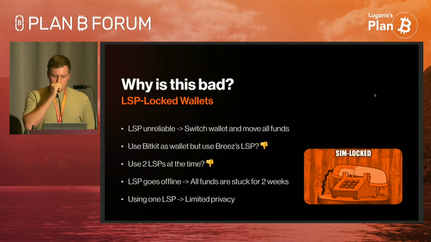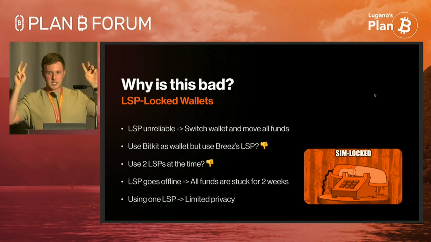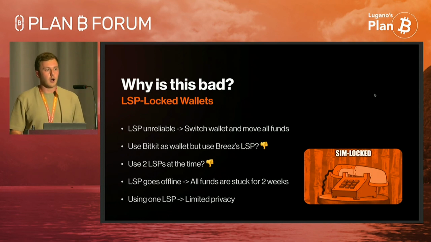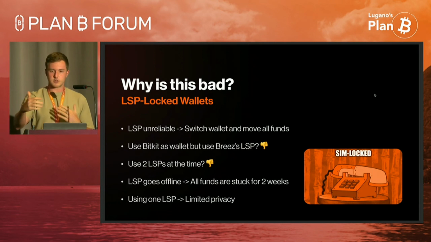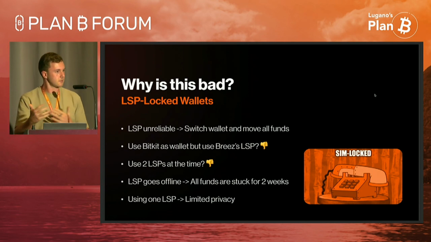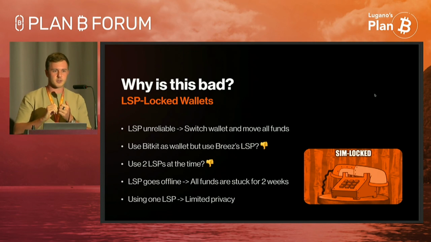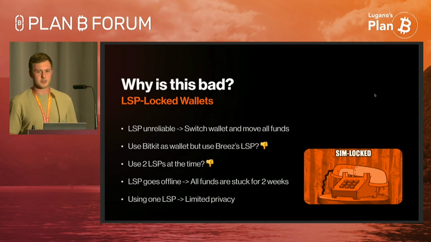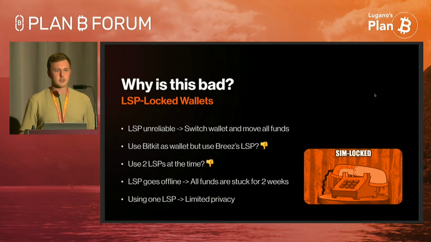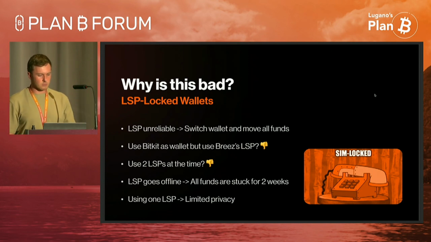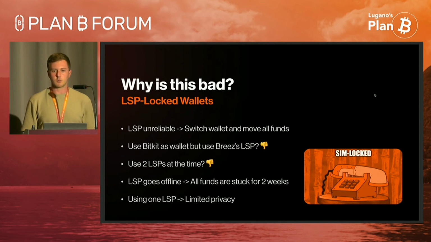so why is this bad? Today's Lightning wallets are basically LSP locked. Let's use BitKit. BitKit uses Blocktank, and that's it. You don't have a choice. That's just the LSP to use. There are ways around it. You can connect your own node to it, but then you're back to doing channel management by hand, which my grandma can't do. So why is it bad to have an LSP-locked wallet?